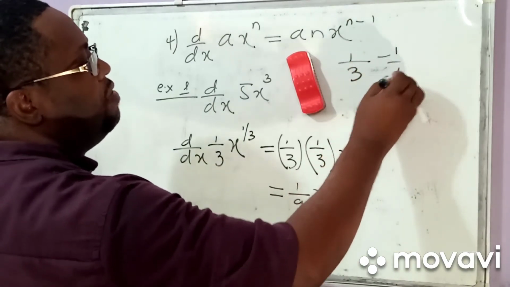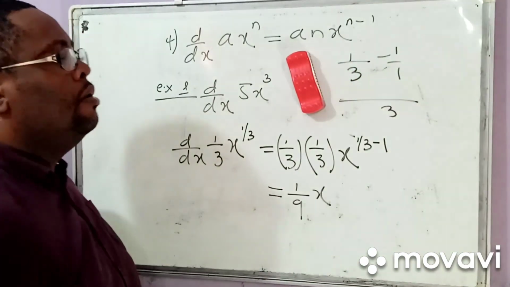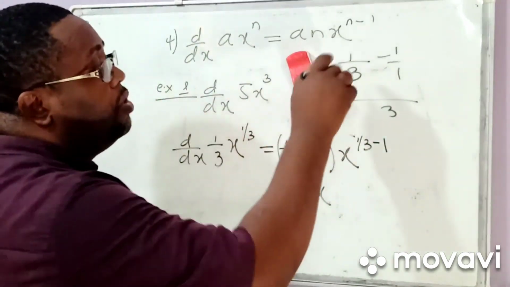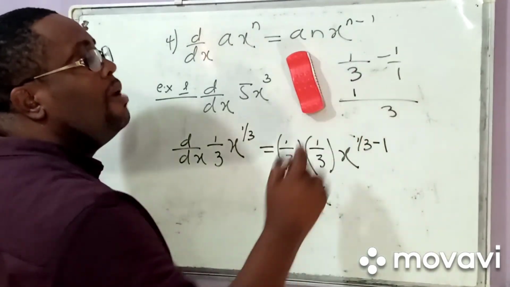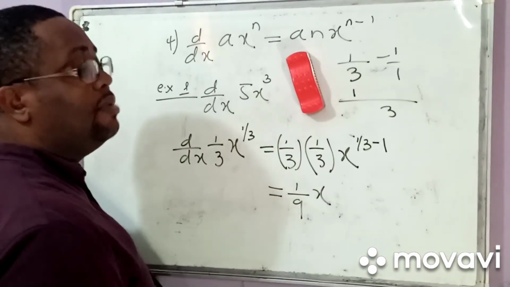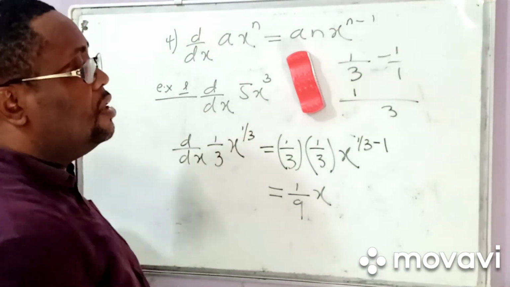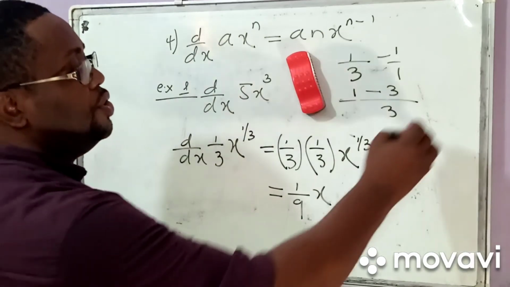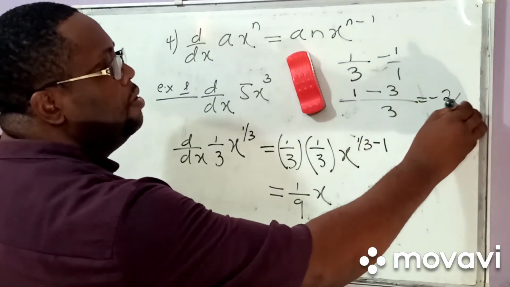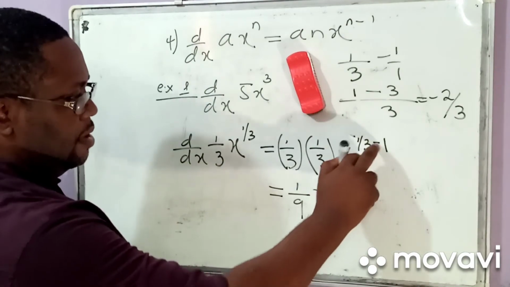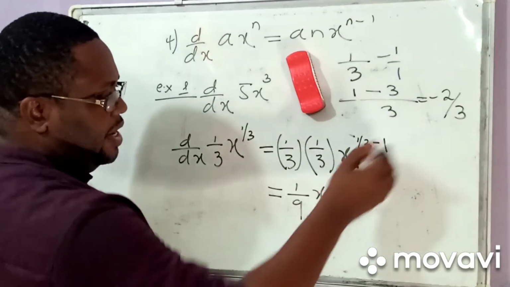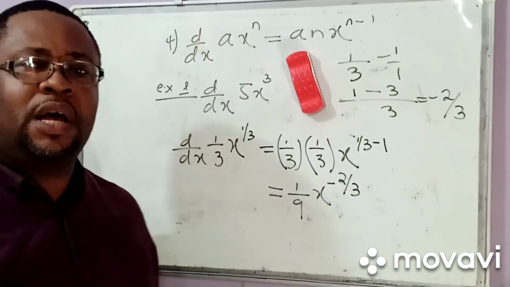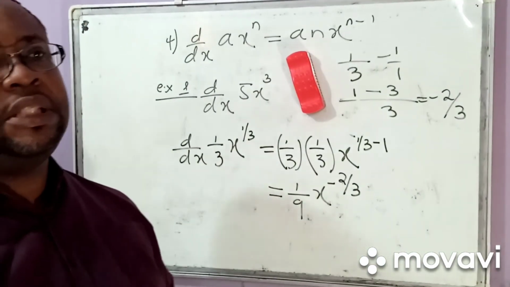1 over 3 minus 1 over 1. LCM is 3. 3 divided by 3 gives me 1, and 1 times 1 is 1. 3 divided by 1 gives me 3, and 3 times negative 1 simply gives me negative 3. So I have negative 3. 1 minus 3 gives me minus 2. So I simply get minus 2 over 3. So this 1 over 3 minus 1, we have just shown that is negative 2 over 3. Voila. So simple.